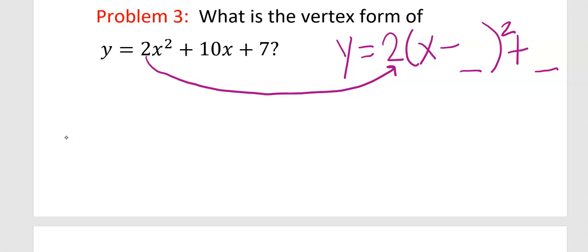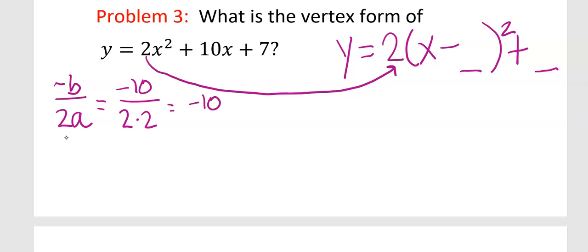So let's do negative b over 2a again and plug it in. That's all we're going to have to do on this one. Negative b would be a -10 over 2 times 2. So -10 over 4, that is -5 over 2. If it's a decimal where you don't have to round it, you can use it. So here you could use -5 over 2. You could also use -2.5. Either one works. What do you guys want to use?